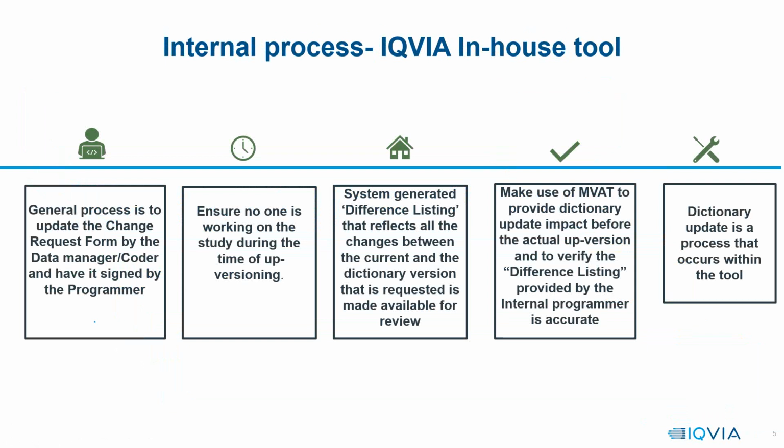So we just ensure that no one is working on the study during the time of the upversioning. Next would be to make use of MVAT. MVAT is MedDRA Version Analysis Tool. This is to provide dictionary update impact before the actual upversion, and to verify the difference listing that is provided by the internal programmer that I mentioned in the previous step is accurate. And finally, the dictionary update process in itself is a simple 2-step process that occurs within the tool itself.